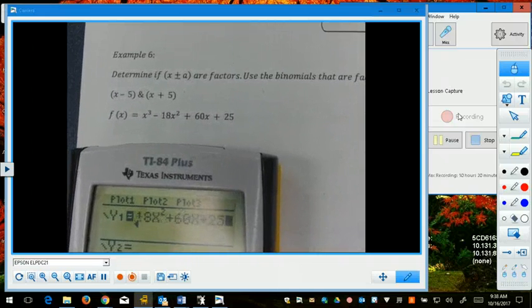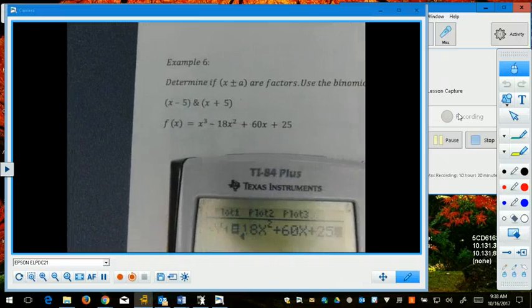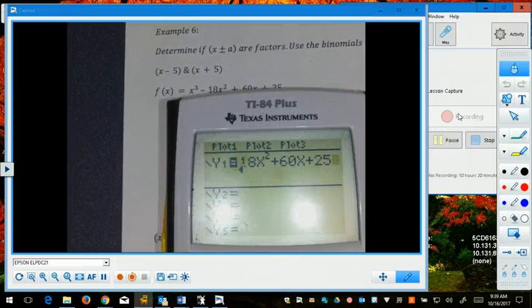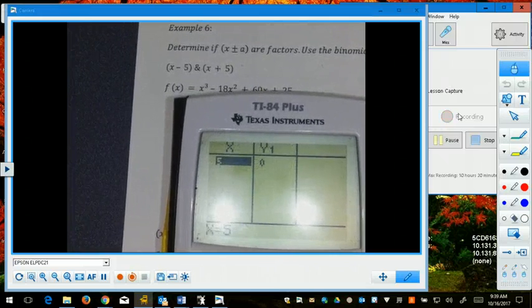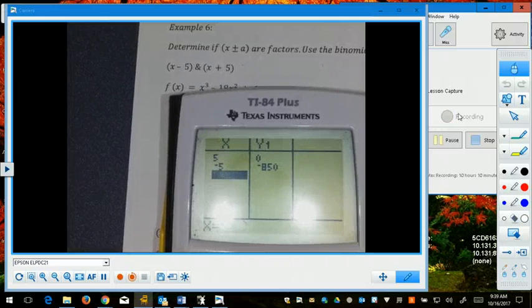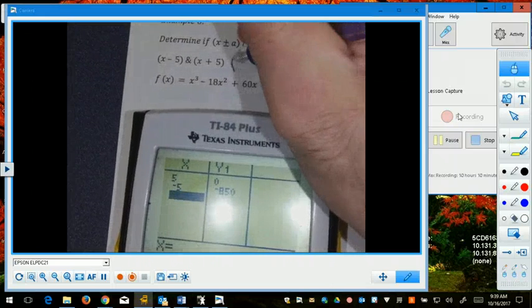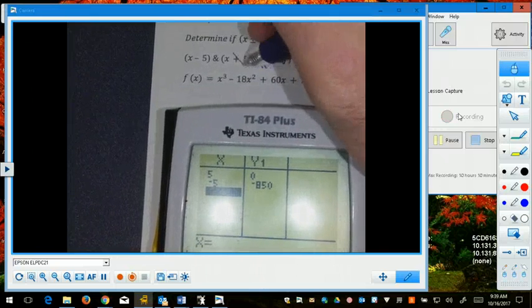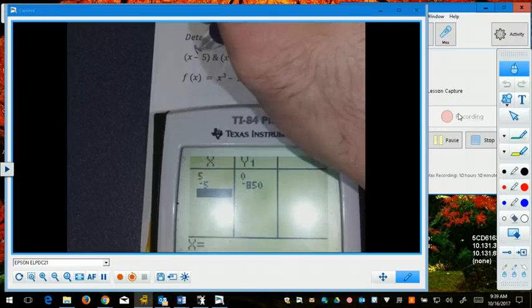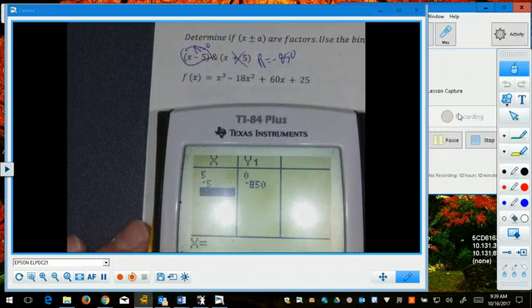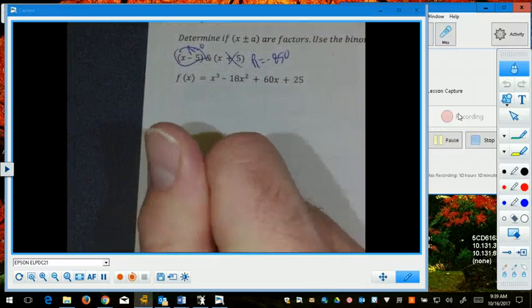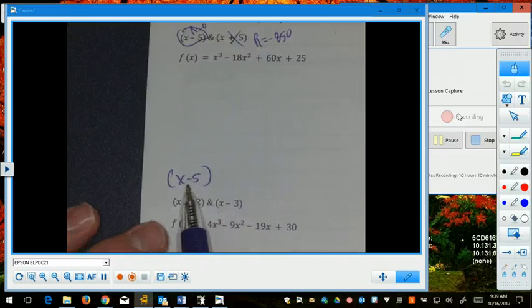So I'm putting this function into my calculator. I think it was almost better with the light. I put this function into my calculator, and I go to the table, and I'm going to put in 5 and negative 5. And I'm going to write down next to those factors what the remainders were. For negative 5, I get a remainder of negative 850. So that is not a factor. For this one, I get a remainder of 0. So this is a factor. Knowing that that is a factor, I'm going to write it down here as part of my final factored answer. I don't want to forget about it.